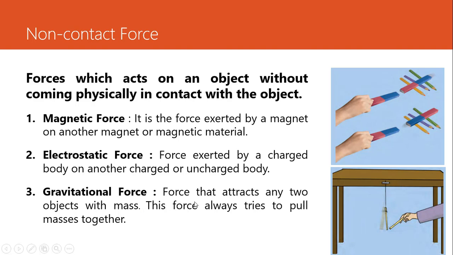Gravitational force. Force that attracts any two objects with mass. This force always tries to pull masses together. Gravitational force we can see on terrestrial objects also, like Earth. When we jump, we come back to Earth on land. This is gravitational force.